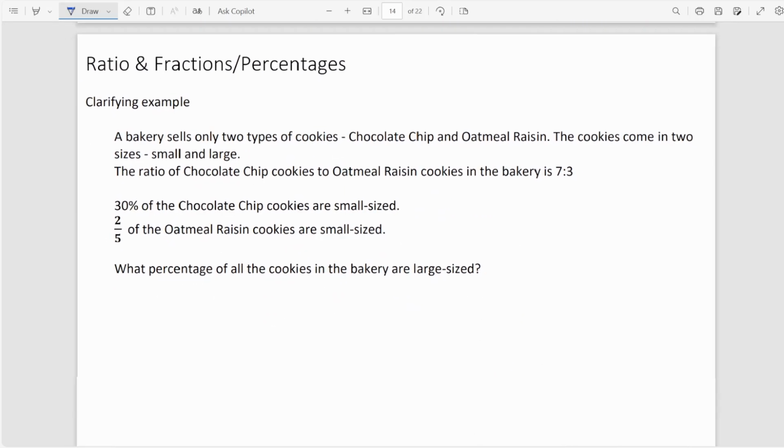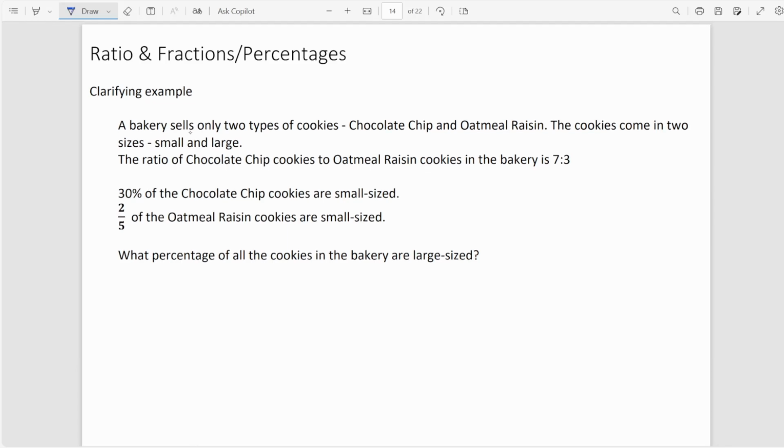Okay, let's take a look at this example. A bakery sells only 2 types of cookies, chocolate chip and oatmeal raisin. The cookies come in 2 sizes, small and large. The ratio of chocolate chip cookies to oatmeal raisin cookies in the bakery is 7 to 3. Okay, so this is the ratio between them. So I'm going to go ahead and write this down. 7 and 3. And the 7 is going to be chocolate chip, and the 3 is oatmeal raisin.